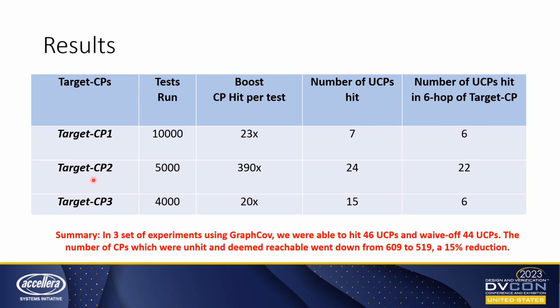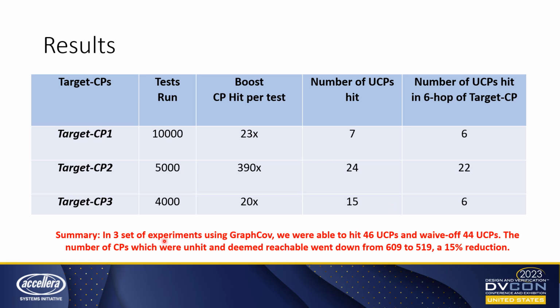Similarly, for target CP2, after running 5,000 tests using directed knobs, we were able to boost the CP hit per test by 390x. And in this case, the number of UCPs that were hit was 24, and 22 of them belonged to the neighborhood of the target CP, and 2 were outside. Similarly, for target CP3, we were able to boost the CP hit per test by 20x, and we hit 15 UCPs, and 6 of them belong to the sub neighborhood of the target CP.